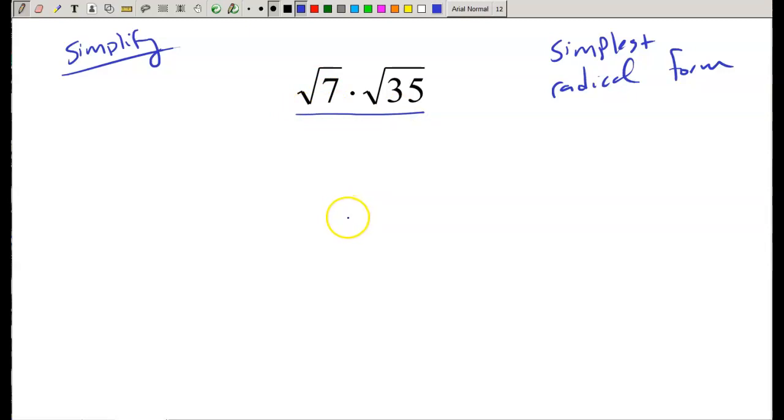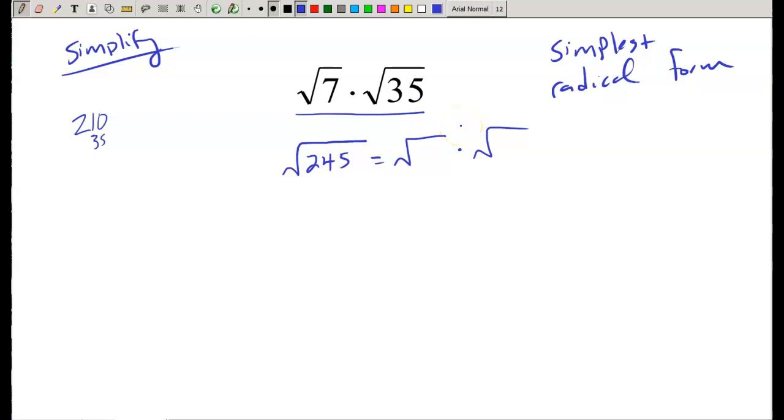So we have a root 7 times root 35, and what I would do here is simply combine those to start. By using the product property, we can say that this is going to be the square root of 7 times 35. So 7 times 35 is going to be 245. And so we combine that into one thing. But now, we're going to use the product property to break it up again. But this time, think about the number 245 and think about if there are perfect squares inside of 245.